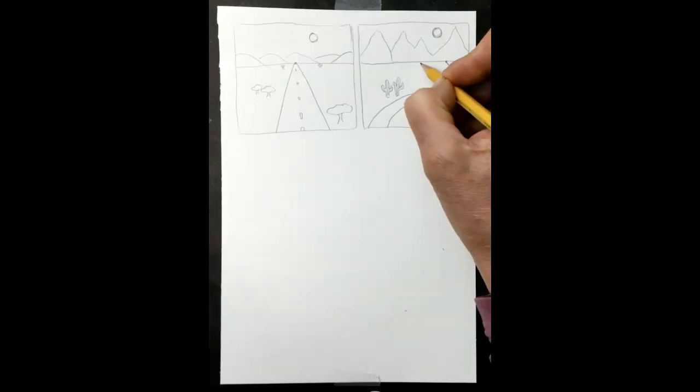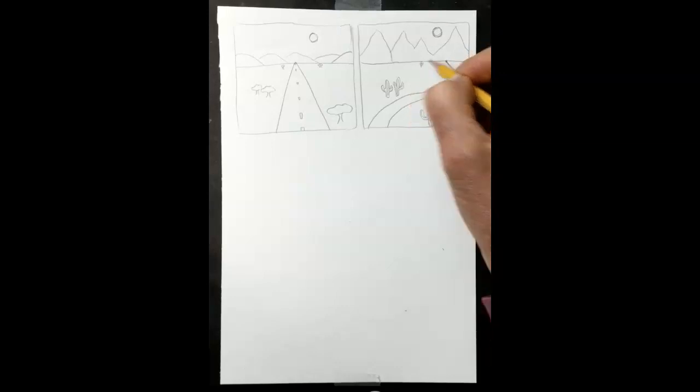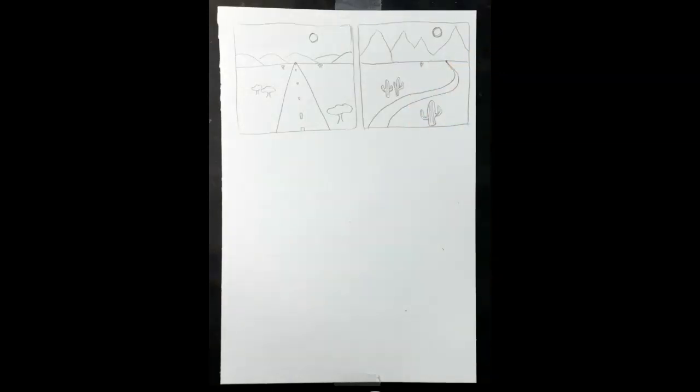Now let's put in a cactus in our background. This one's going to be so tiny, so little. That cactus looks like it's far, far away. Now I could add some grasses if I wanted to, little shrubs.